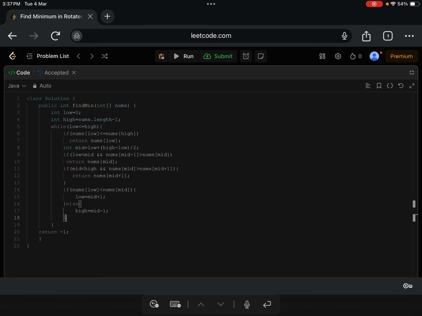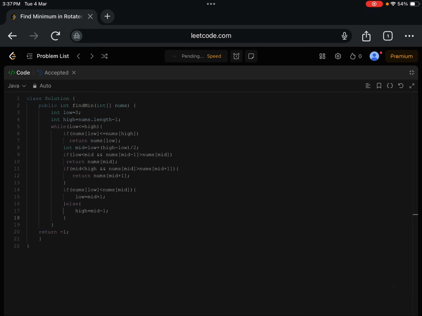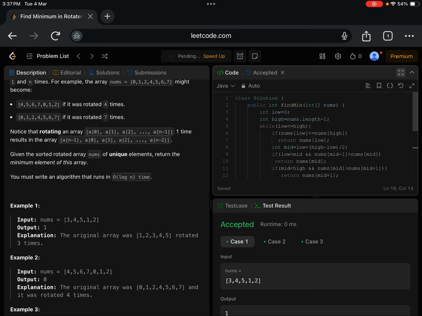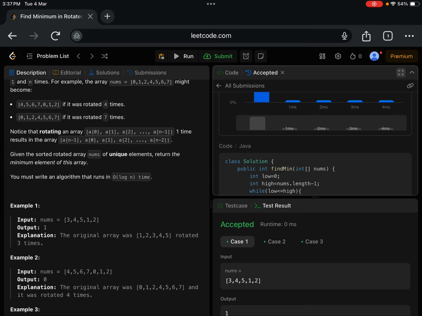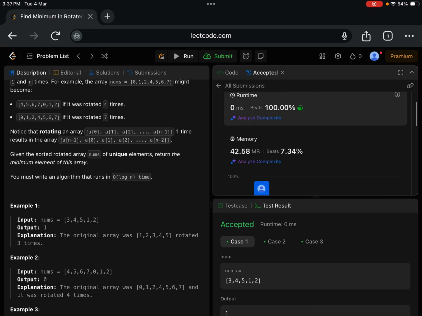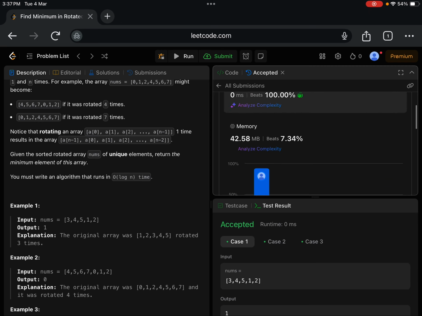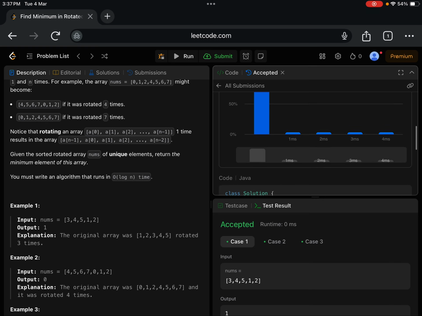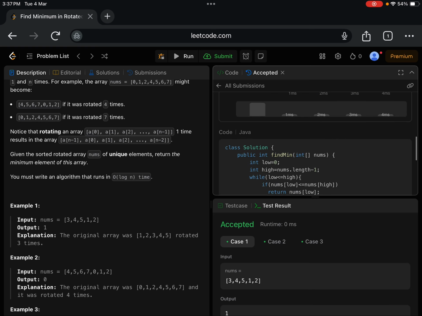So let's run this particular code. We can see that all the test cases are getting accepted. We can try to submit it. Yeah, we can see it's submitted. The runtime is very less, and that is an efficient solution. That's what we have discussed here. So the complexity here is order of log n, right?